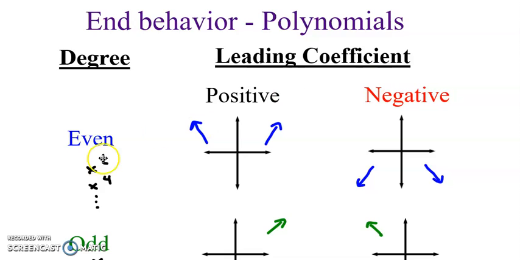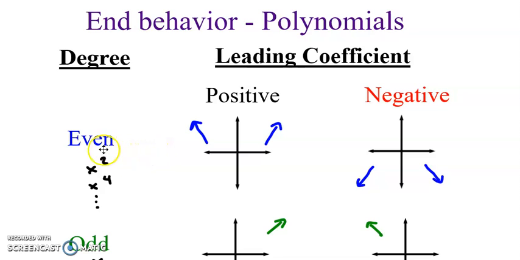So if we have an even degree, so maybe it's x squared, x to the fourth, that is going to tell us that the end behavior points in the same direction, either up, up, we can say, or down, down. Now, if that leading coefficient is positive, it's going to be up, up. If it's negative, we think of a vertical reflection in our transformations, and so it's going to be down, down.